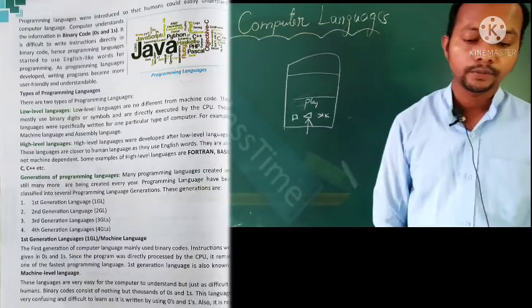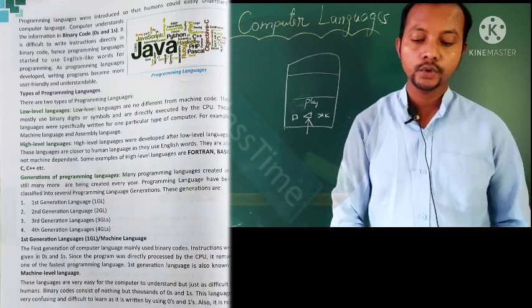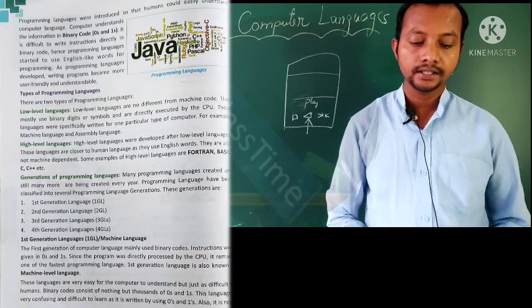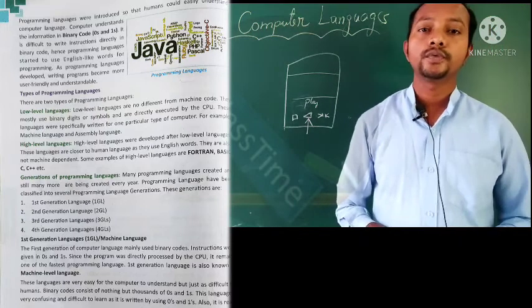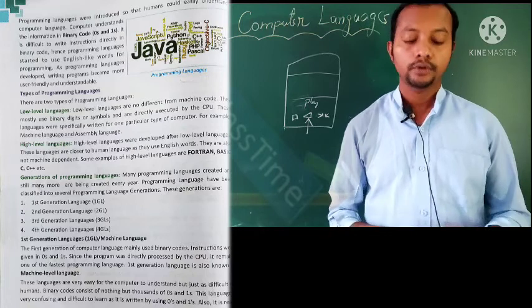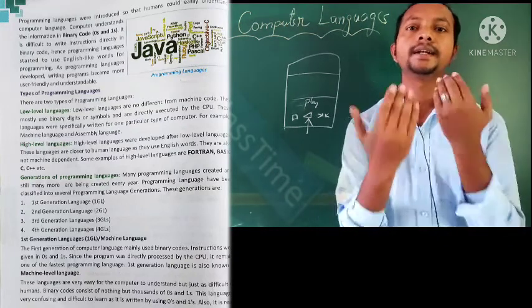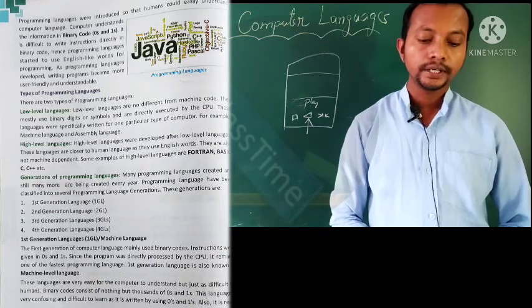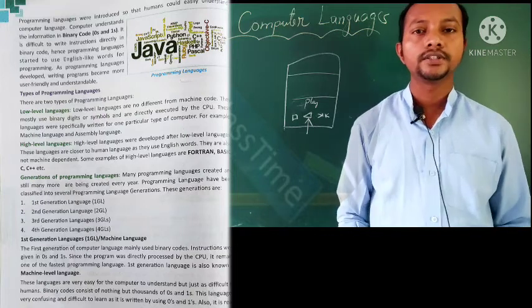The programming languages were introduced so that humans could easily understand computer language. Computer language was very difficult. That is why programming languages were made, so that human and computer can interact, they can talk. Now computer can understand information in binary codes, that is zeros and ones.